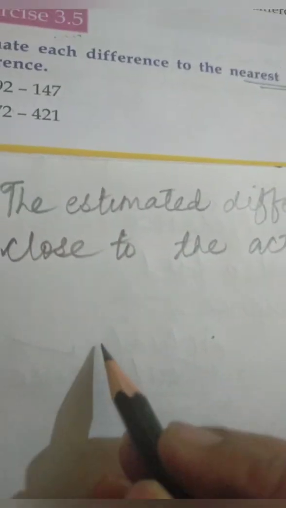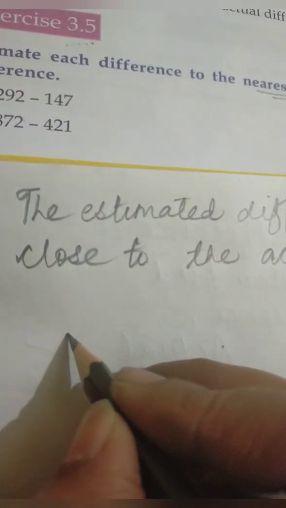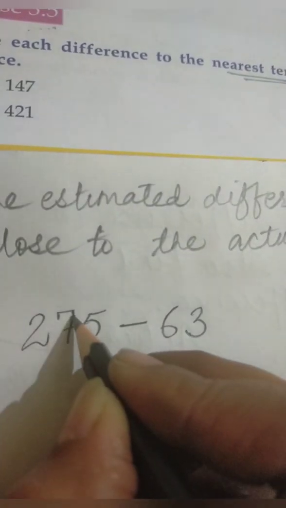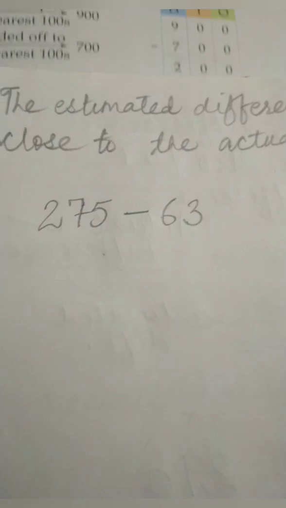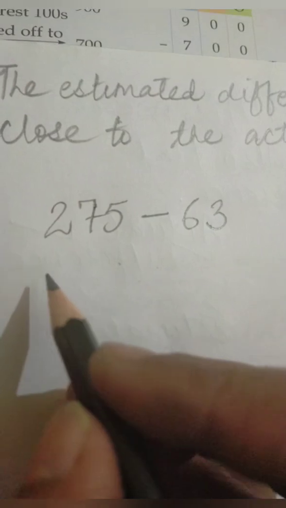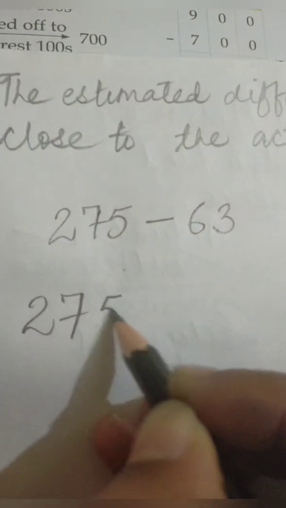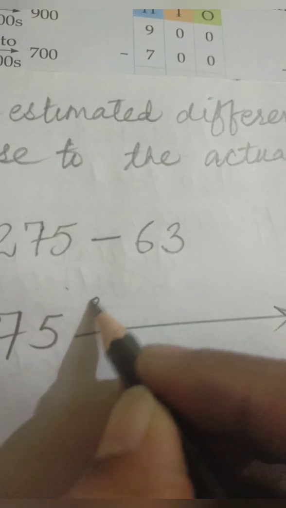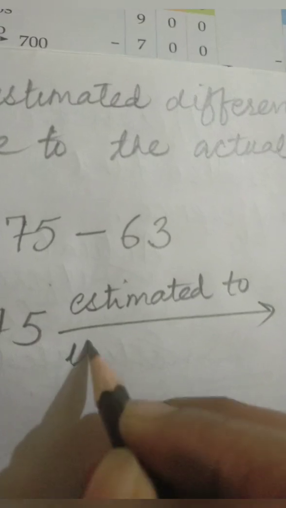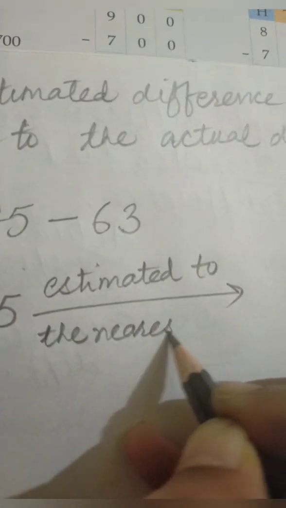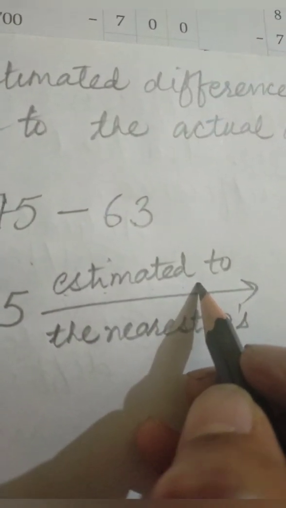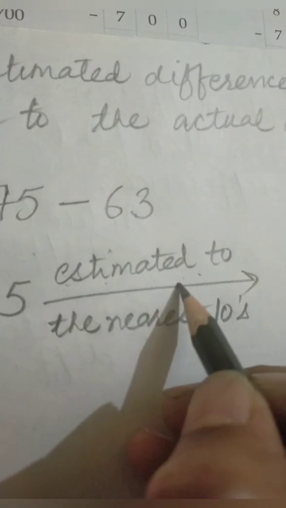For example, if it is 275 minus 63, 275 minus 63. So here we have to find out the estimated difference as well as the actual difference. So firstly we will estimate these to the nearest tens. Estimated to the nearest tens. We can also write here rounded. The word estimated we can use, and we can also write rounded off.